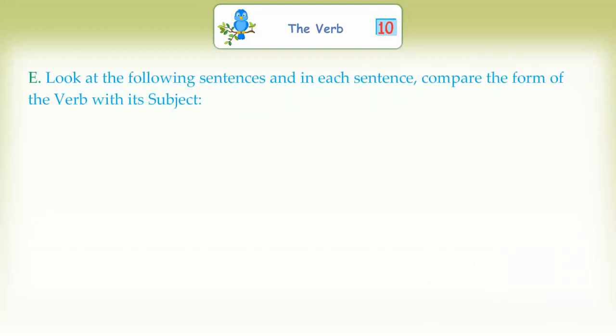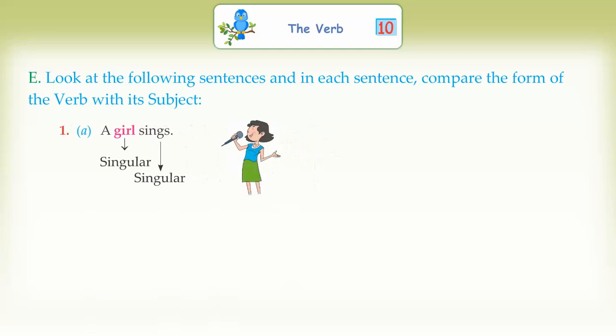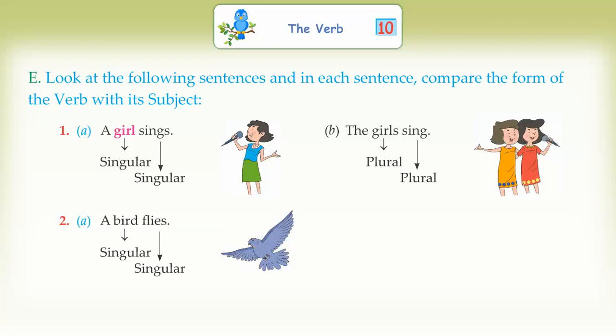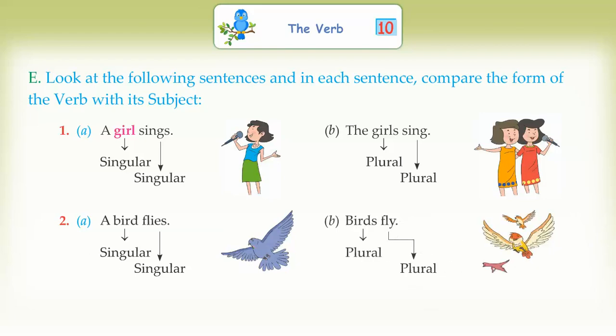E. Look at the following sentences and in each sentence, compare the form of the verb with its subject. 1. A girl sings. Singular, singular. B. The girls sing. Plural, plural. 2. A bird flies. Singular, singular. B. Birds fly.